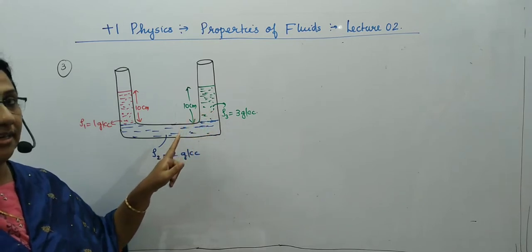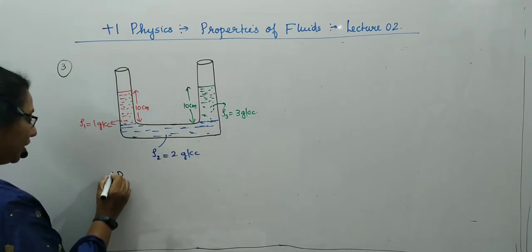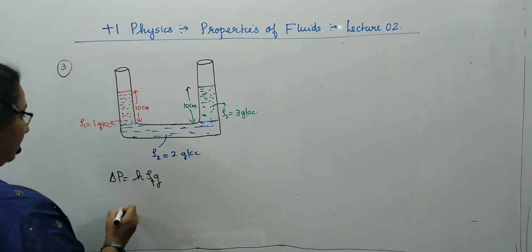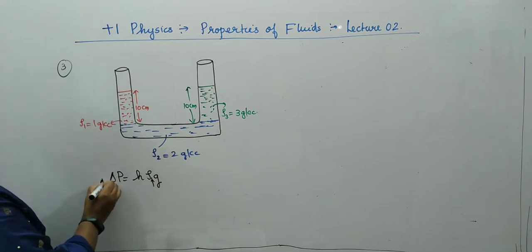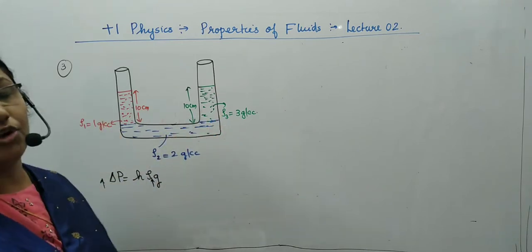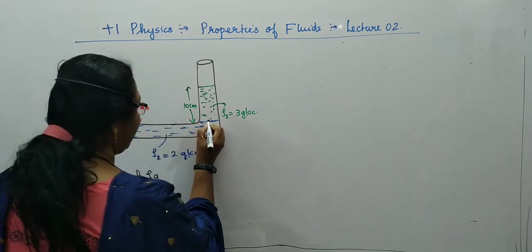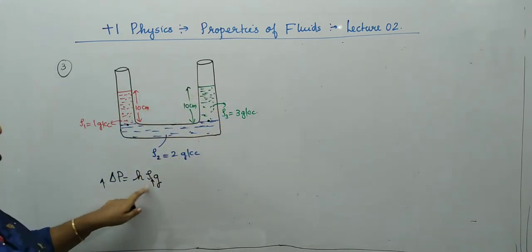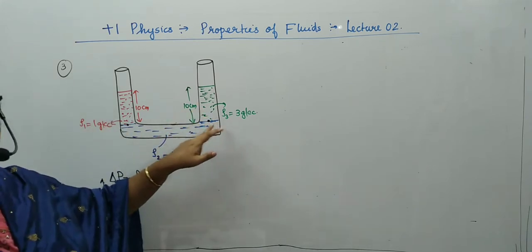Densest liquid, denser liquid, least density. So, what happens? We know the extra pressure delta P is h rho g. Gauge pressure is h rho g. If density is maximum, what happens? It provides more pressure. If density is maximum, pressure will be maximum. So, the pressure exerted by rho 3 will be greater than that of rho 1 at this point. The pressure provided by rho 1 at this point and the pressure provided by rho 2 at this point will be entirely different. This provides the larger pressure because the rho value is greater than that of the first. So, here the pressure is greater, here the pressure is lesser.